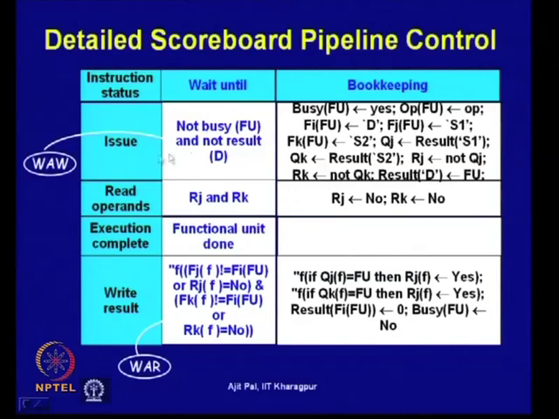As a consequence, in the issue stage WAW type hazards are overcome, and in the write back stage WAR type hazards are overcome. And of course, the most common type, read after write hazards, which represent true data dependency, are overcome by stalling, because if operands are not available, then stalling has to be done. If functional units are not available, that is a structural hazard, then stalling has to be done. So, these are being done.